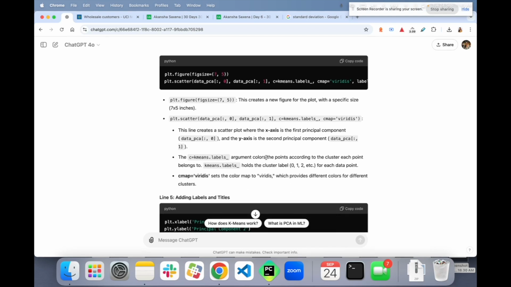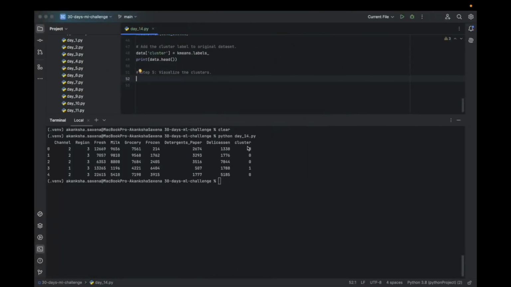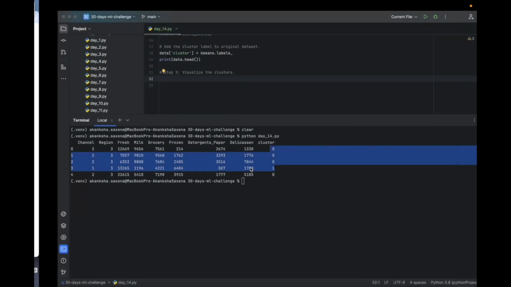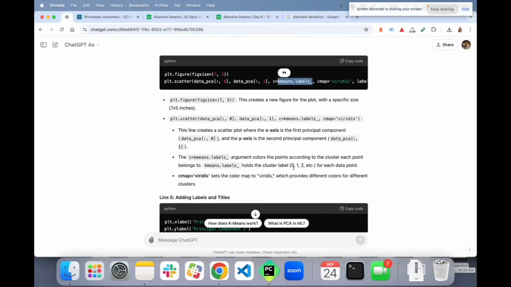The c argument, with k-means labels, colors each point according to the cluster it belongs to. So we are saying that we are going to color based on the labels, and it is going to plot the points based on the cluster it belongs to. For example, this kmeans.labels, if we go back to our plot, we see the clusters are coming as 0, 1, 2, 3. So the labels hold the cluster label 0, 1, 2, 3 for each data point.